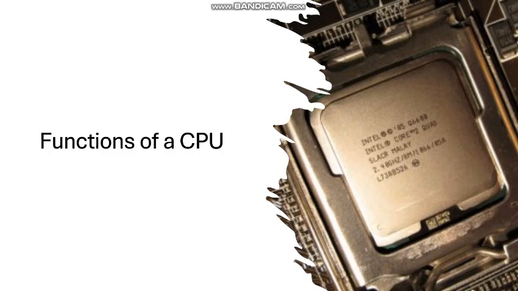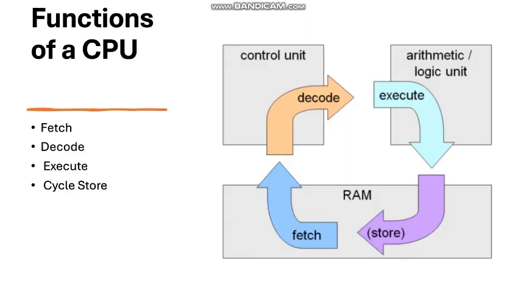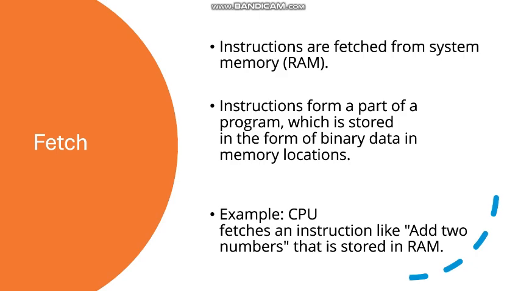The third one is the function of a CPU. The function of a CPU: first one is fetch, second one is decode, third one is execute, fourth one is store. The picture in this slide shows how it works together.